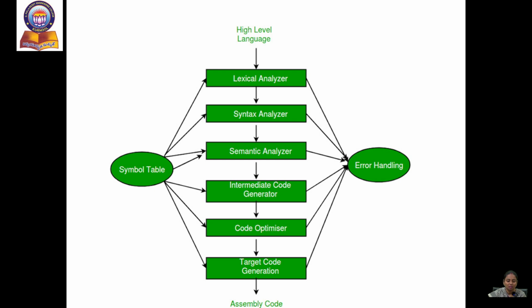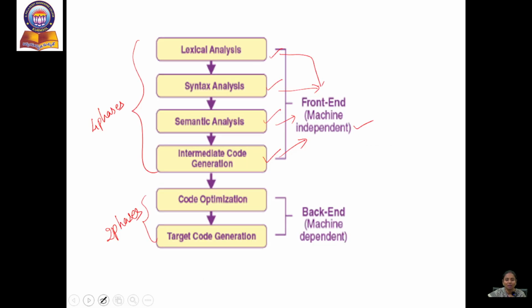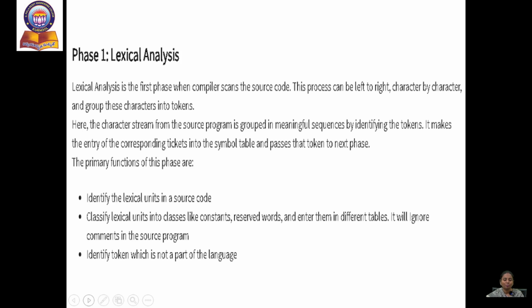So like this, the different phases of the compiler have been divided into 2 parts, that is the front end and the back end, which are machine independent and machine dependent. Let's discuss in detail each and every phase. So first, coming to phase 1, that is the lexical analysis.